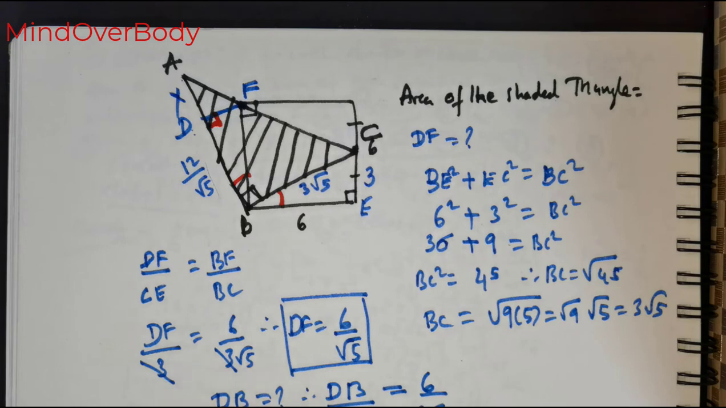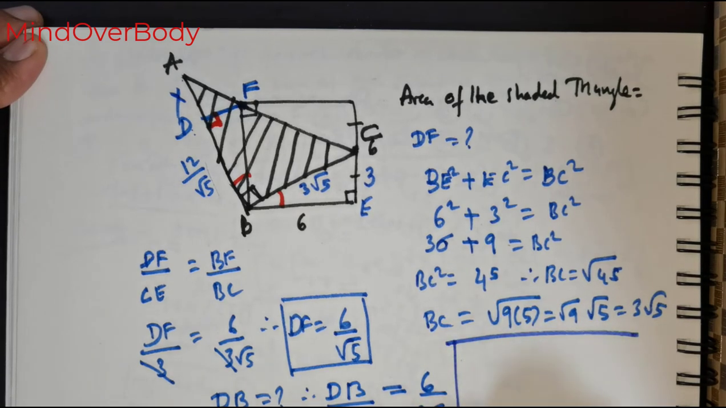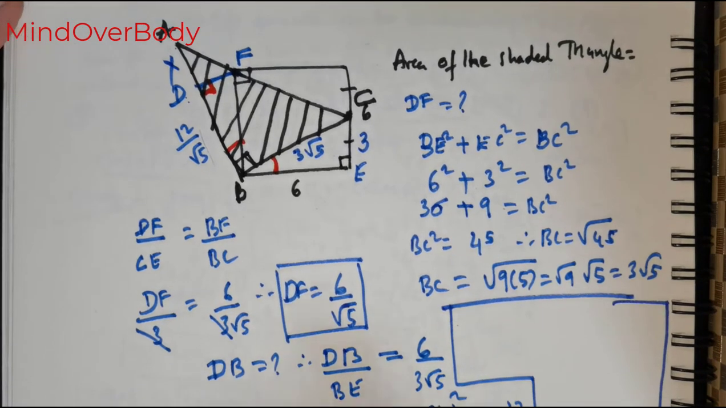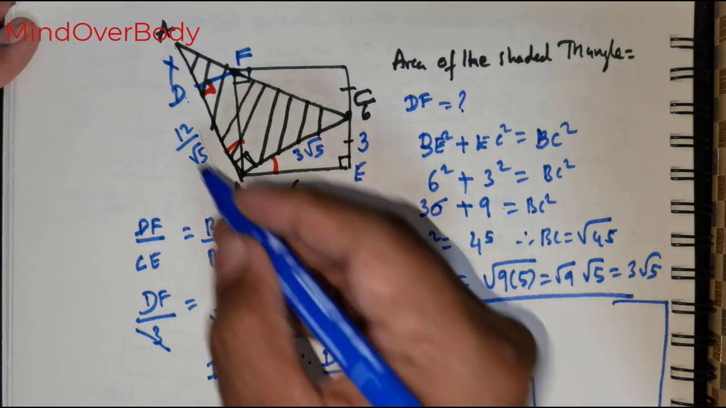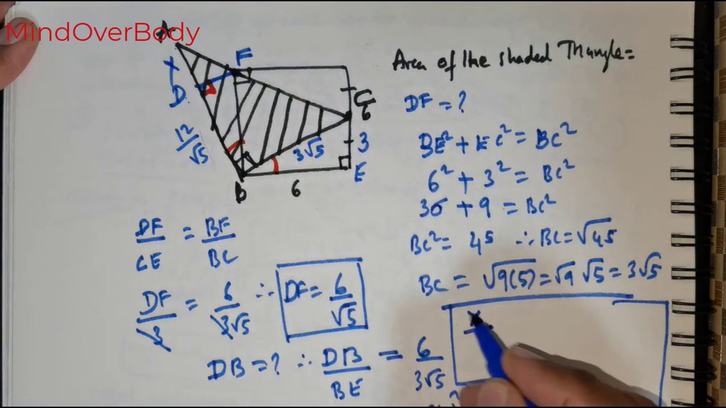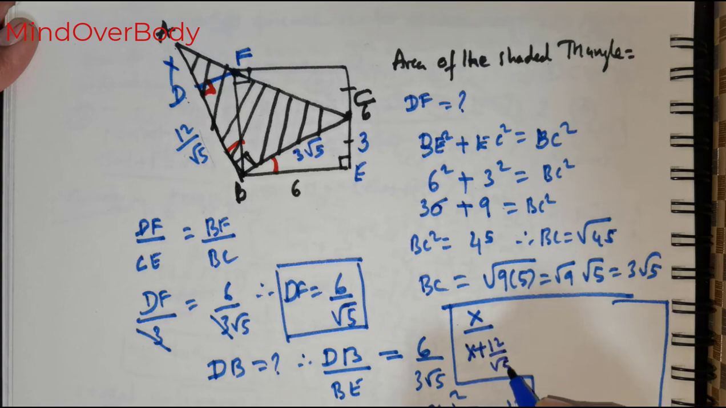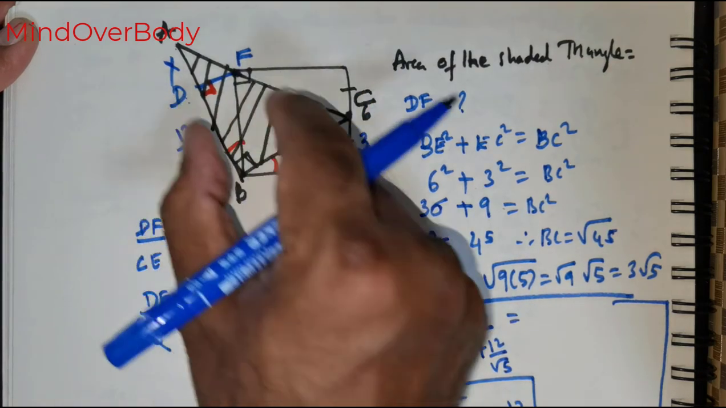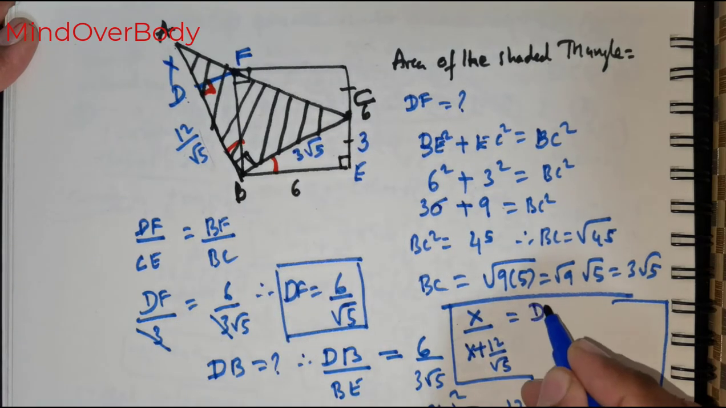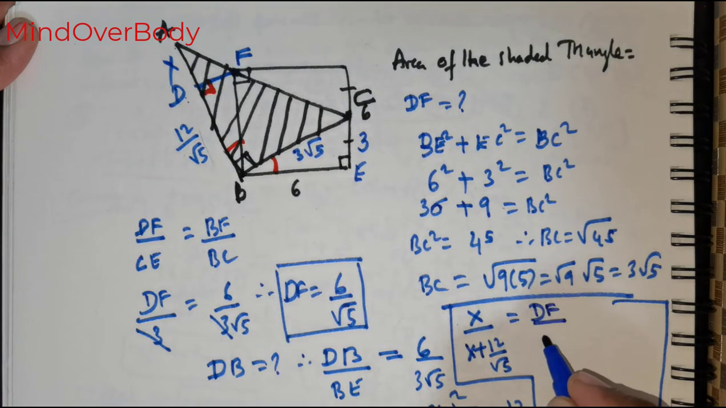So what I can do is, let me use this space. Let me write the equation first, because I want the figure to be in perspective. I can simply write this from the given diagram: x over x plus 12 over root 5, and that is equal to, comparing this versus this, DF divided by BC, right?